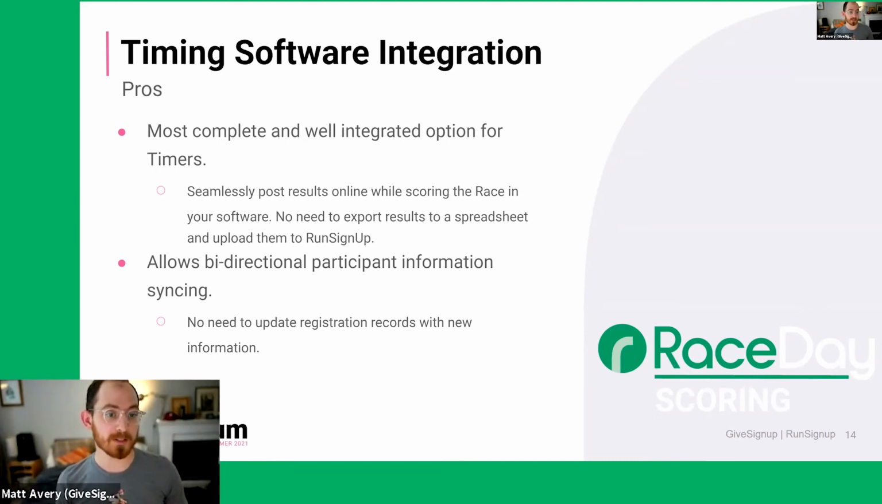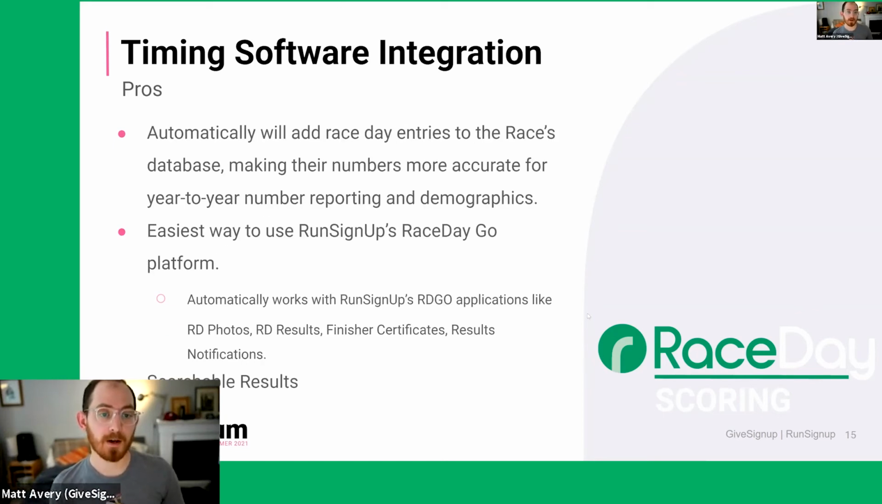So basically what this does is it allows you to seamlessly post results while scoring the race in your software. No need to export results to a spreadsheet and upload them. Bidirectional participant syncing, there's no need to update registration records with new information in this, because if you're using like RaceDay scoring, everything's being updated in real time. It automatically will add race day entries into the race database, making their numbers more accurate for year-to-year number reporting and demographics. And it's the easiest way to use our RaceDay Go platform.